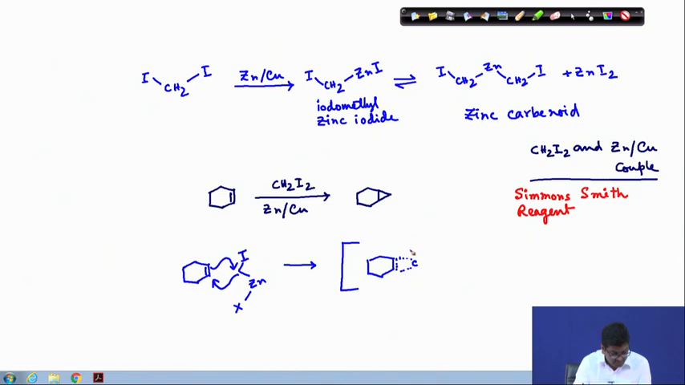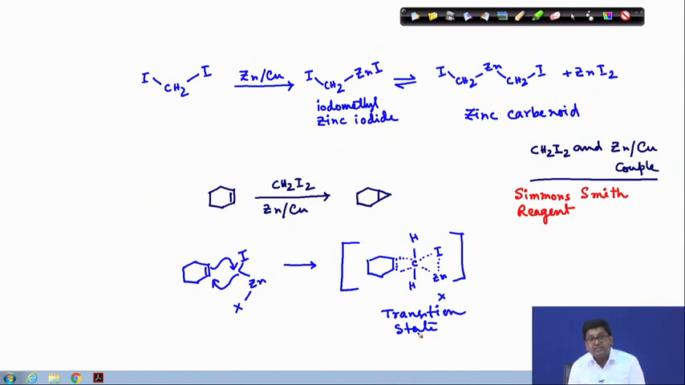Okay. Next, these are the 2 hydrogens that are over here. Now, this is the corresponding active species. So, this could be the probable transition state. Through it, these reactions can happen.